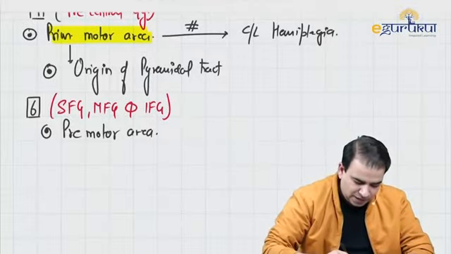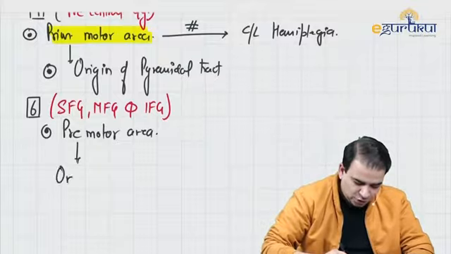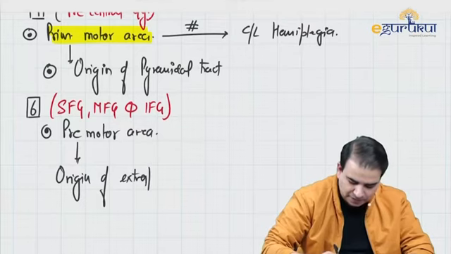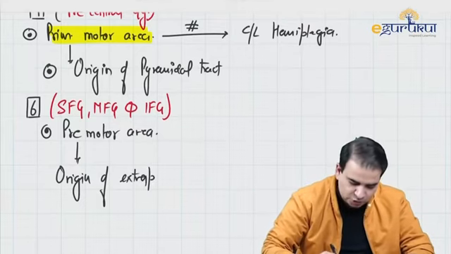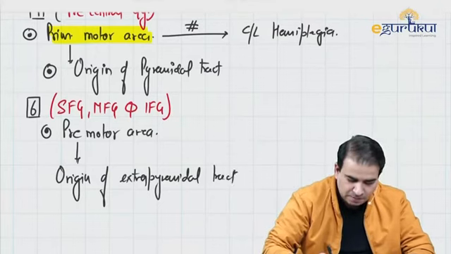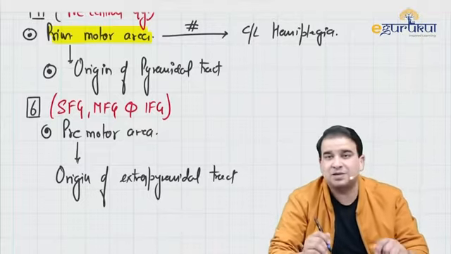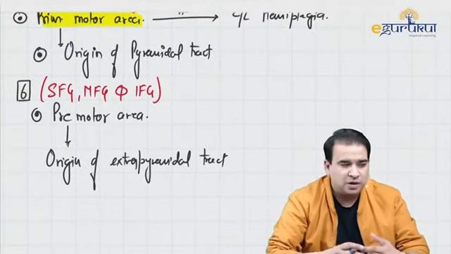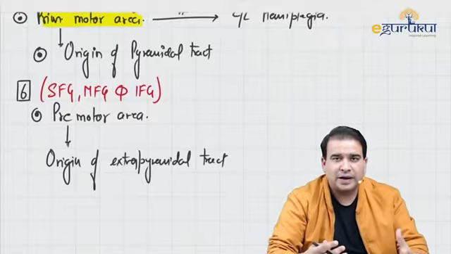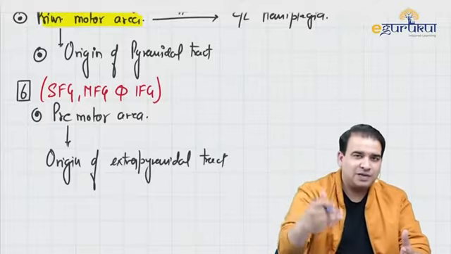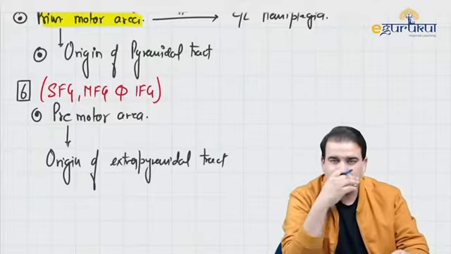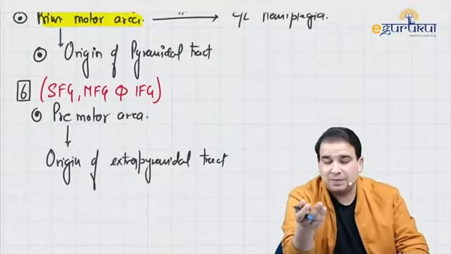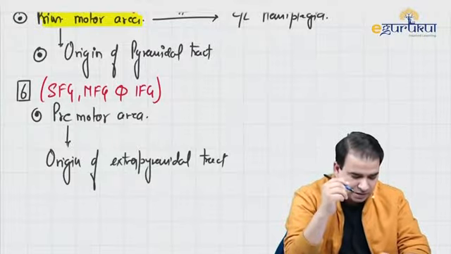And this premotor area is a site for the origin of the extrapyramidal tract. All those corticorubral, corticobulbar and corticopontine, apart from the pyramidal tract, whatever descending tracts we have coming from the cortex, that is the extrapyramidal tract, they will originate from this area number 6.